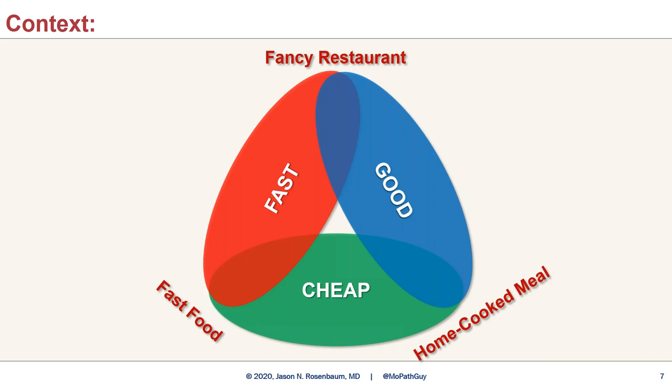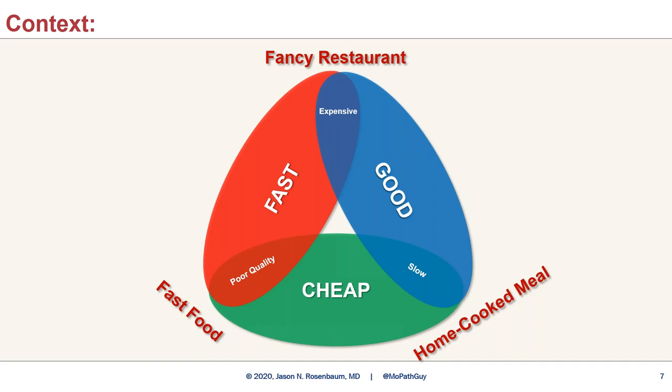This is commonly illustrated using food, where fast food is fast and cheap. Food you have at a fancy restaurant is fast and good, comparatively fast. I mean, it wouldn't be as fast as McDonald's, but it's certainly faster than cooking at home, which is your cheap and good option. And so at each corner, you're making a sacrifice. If you're operating in the fast food realm, you're lowering the quality. If you're operating in the fancy restaurant realm, you're elevating the cost. And if you're operating in the home cooked meal realm, you are sacrificing speed for cost and quality.